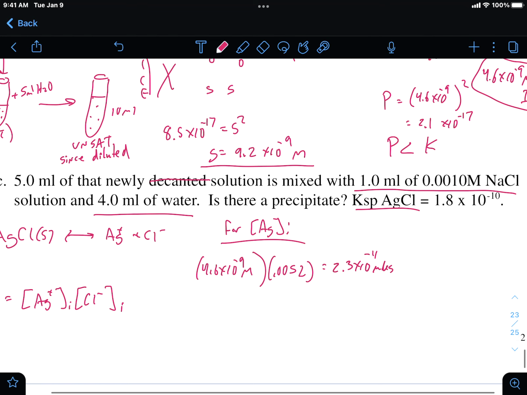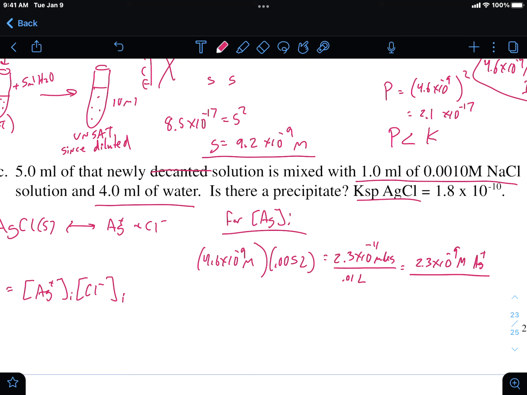Okay, and the total volume, because I'm adding 1 milliliter and then 4, the total volume is going to be 10. Okay, so that's my initial concentration of silver. I need to do the same to figure out the concentration of chloride.